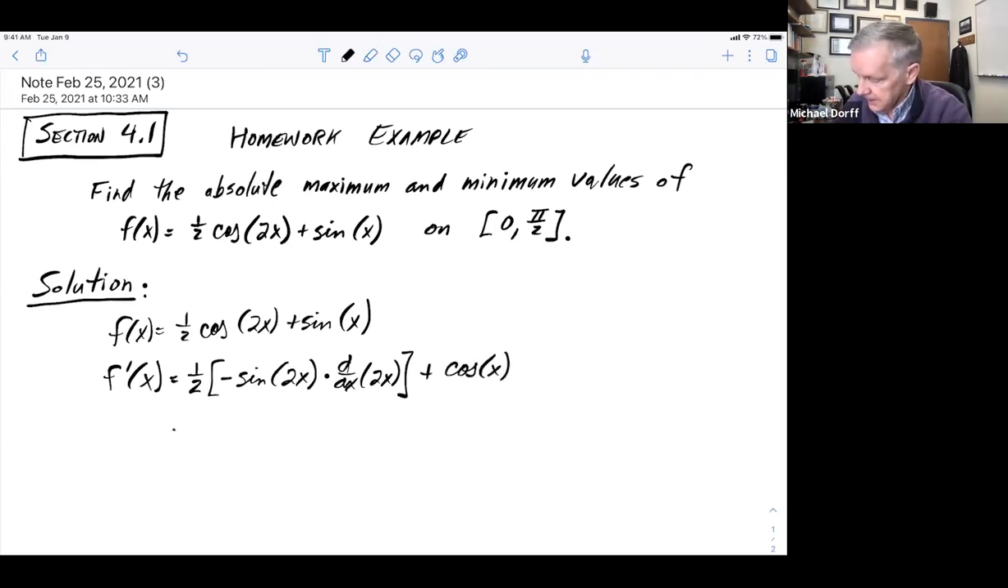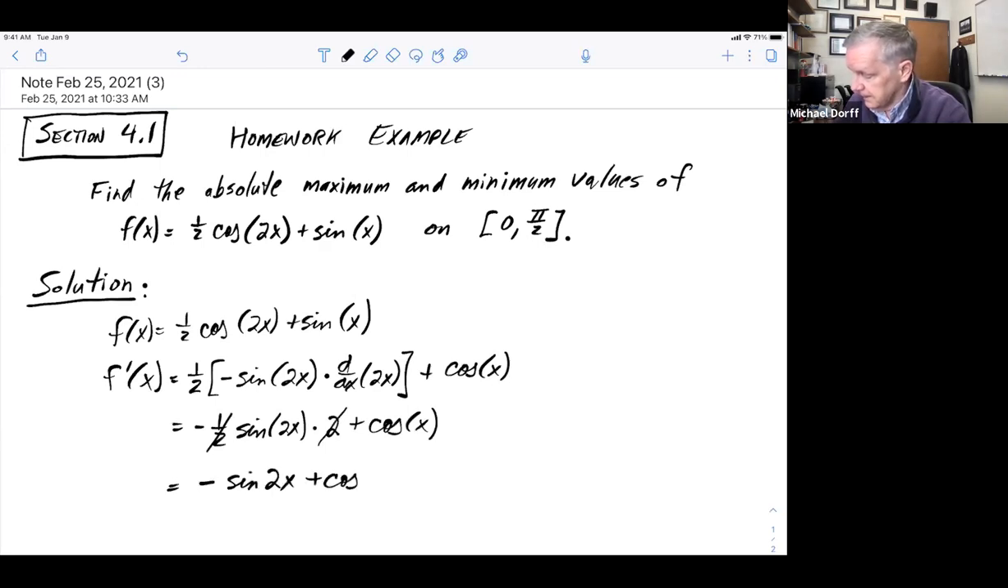All right, so then I've got negative 1/2 sine of 2x. The derivative of 2x is 2. And so I notice that my 2 and my 1/2 cancel out. And so I end up with negative sine of 2x plus cosine of x there.